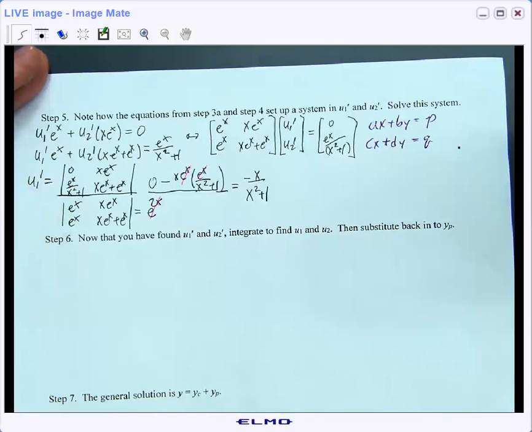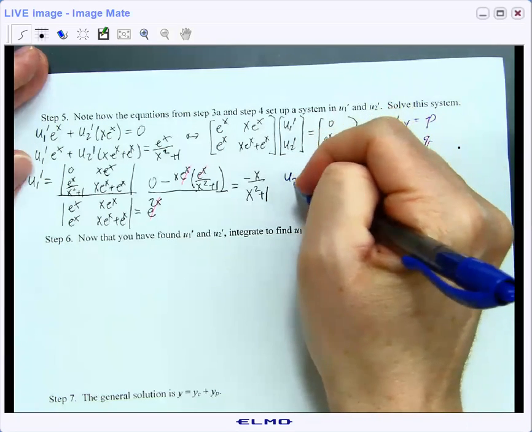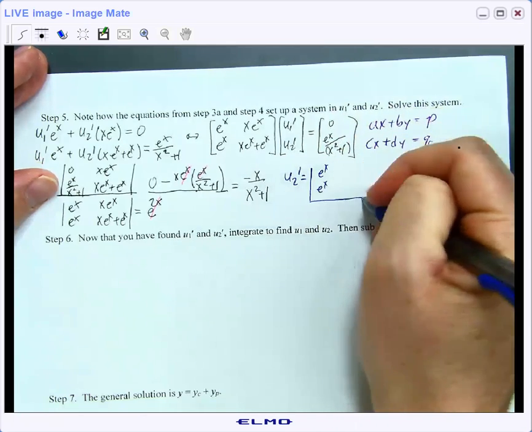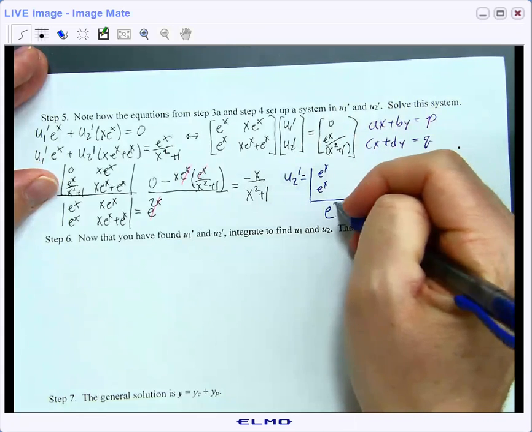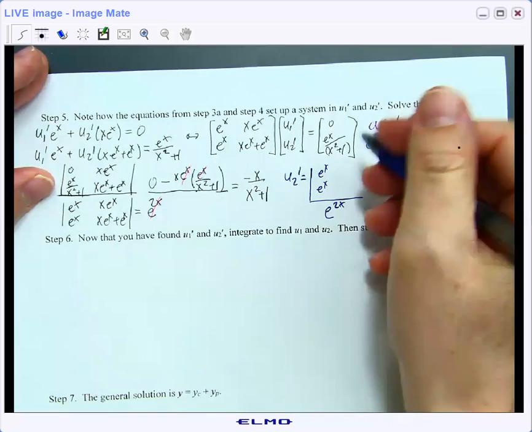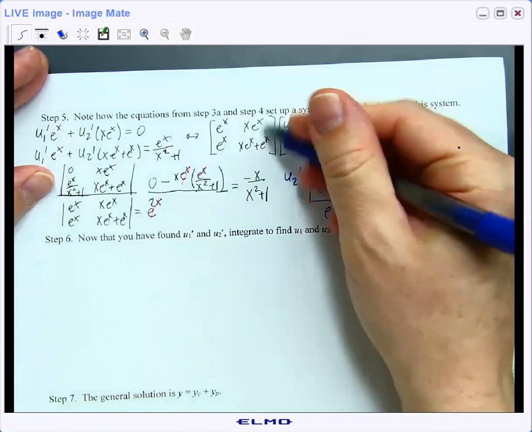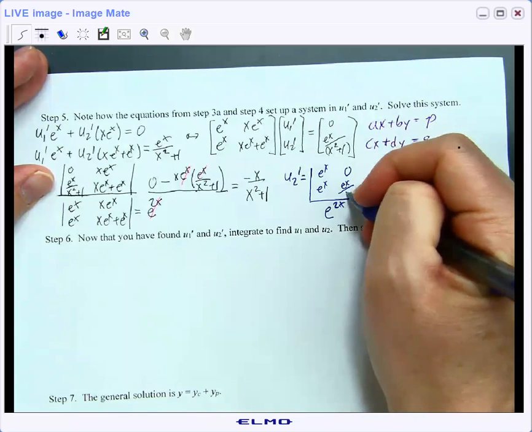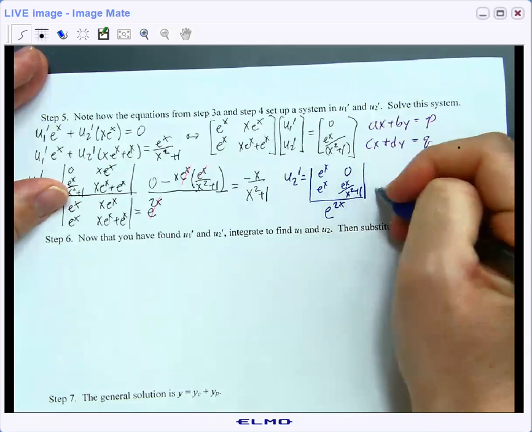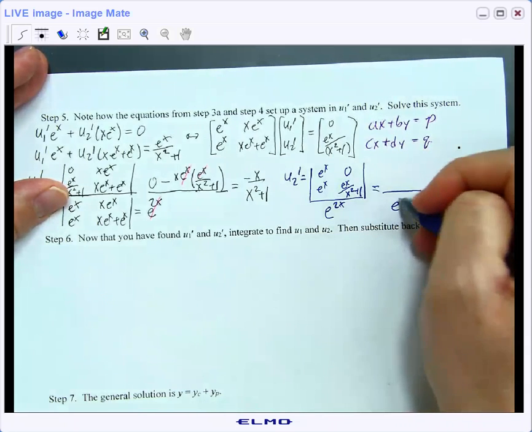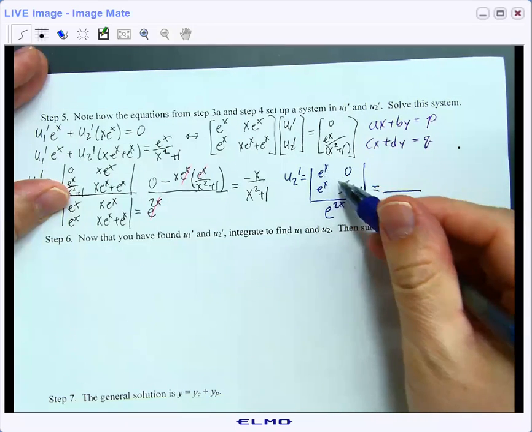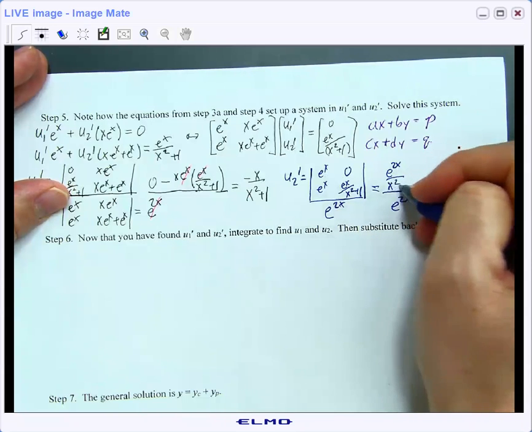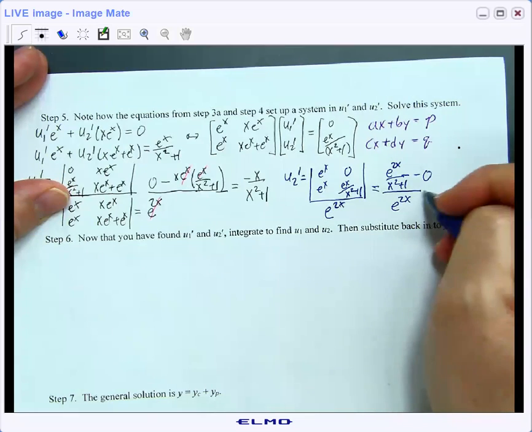Okay, and a similar analysis will show us that u2 prime is equal to, we'll put the e to the x and the e to the x. We don't need to redo the denominator. It's already e to the 2x because it's the same Wronskian here. But we put in our constants in the second column according to Cramer's rule, 0 and e to the x over x squared plus 1. Doing the determinant here, we still have e to the 2x in the denominator, and we'll have e to the x times e to the x, which is e to the 2x over x squared plus 1 minus 0, doing our determinant.